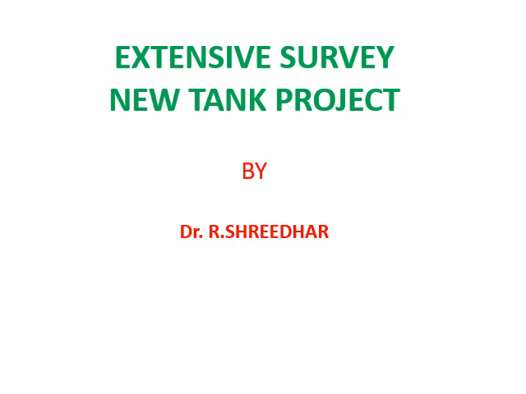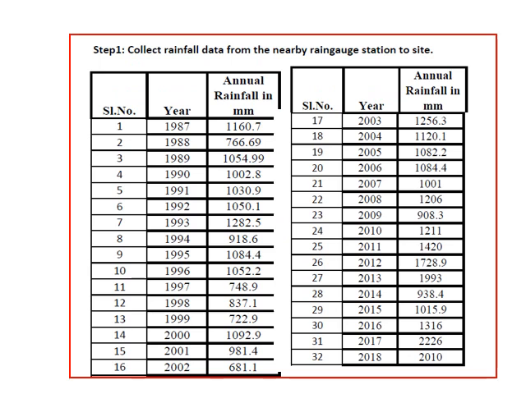I do welcome you to this lecture, which is particularly on a new tank project. So what is the first step that you do? After you do the survey, now you have to collect the rainfall data. At least 30 years of rainfall data have to be collected for the site from any nearby rain gauge stations.